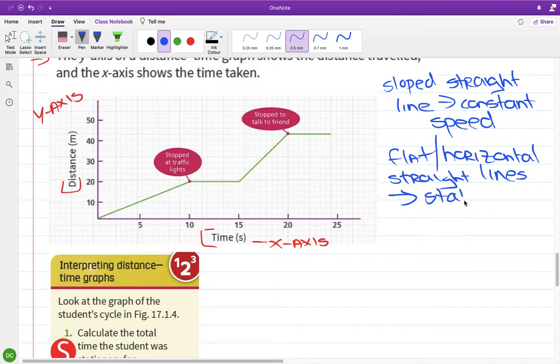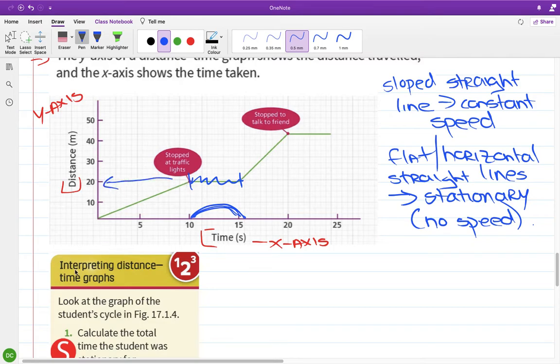Basically, it means stationary. I don't really like "no speed", but essentially that's what it means. What's happening here? If you look at this portion, that is a 5-second time frame, and in that 5 seconds the distance didn't change. So that means they were 20 meters away from home at 10 seconds, and they were still 20 meters away from home at 15 seconds. They didn't move. They were stationary. Okay?